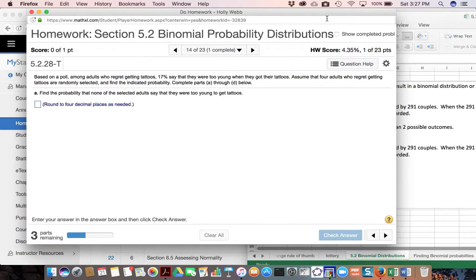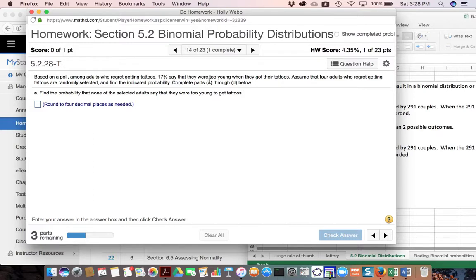All right, so at this point I want to look at some of the examples of finding binomial probability, and I want to try to do this in a word problem format. So I'm going to look at question 14. It says, based on a poll among adults who regret getting tattoos, 17% say they were too young to get tattoos. Assume that 4 adults who regretted getting tattoos were randomly selected and find the indicated probability.